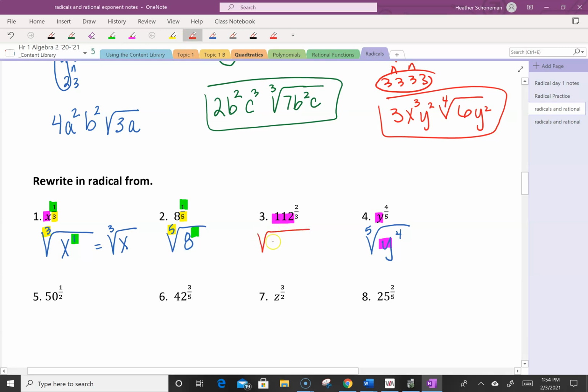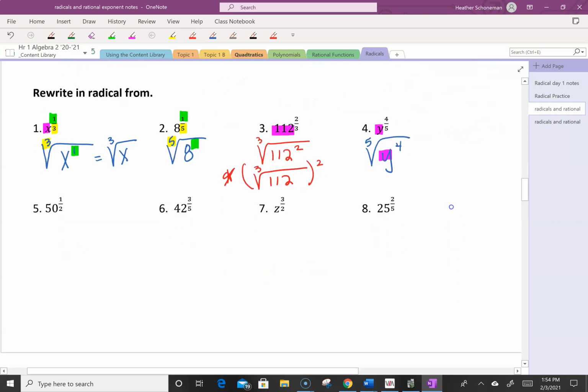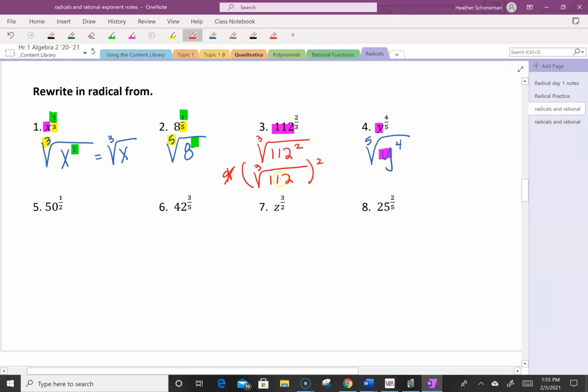So I am going to put 112 underneath and then the cube. Now, this would be 112 squared. You can work it out this way. But for our purposes, it's going to be easier to do the computation this way. So when the base is a number, it's going to be easier to write it the way I've started. Okay, let's look at number 5.